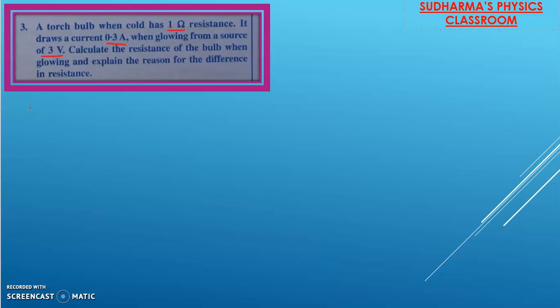Now the voltage is given as V equals 3 volt and current I is equal to 0.3 amperes. Now we can calculate the resistance as R. R is equal to V divided by I. V is 3 and I is 0.3. So we can write this as 3 divided by 3 into 10 power minus 1. 3 and 3 cancels.